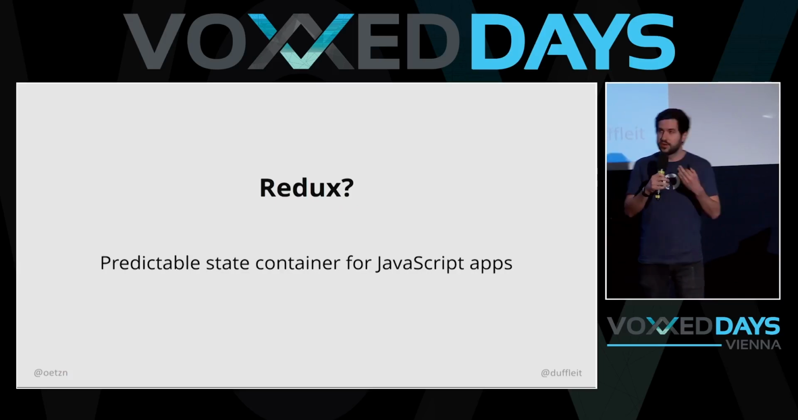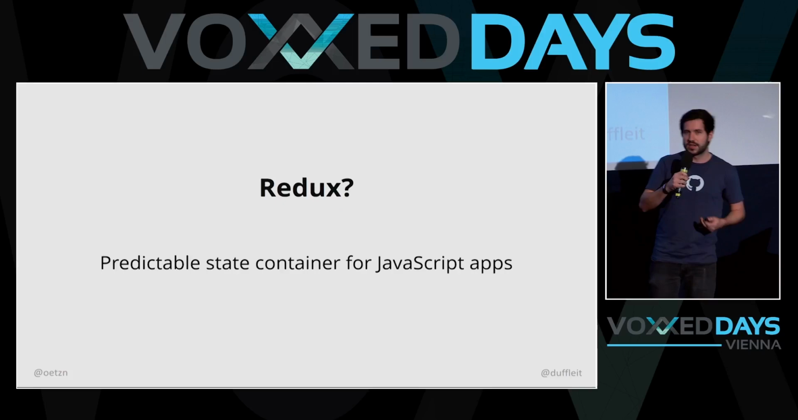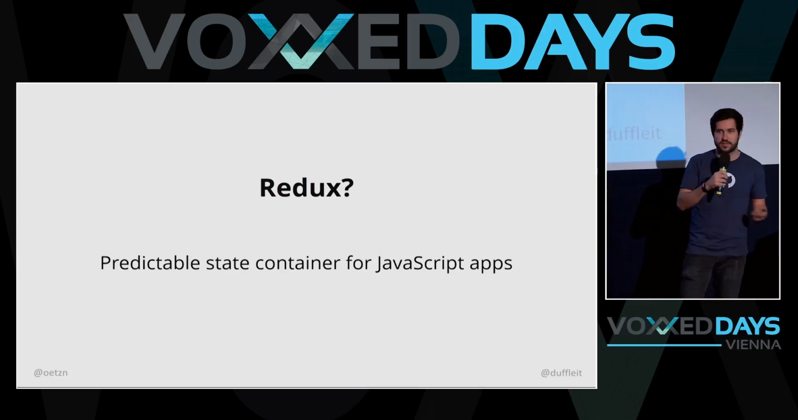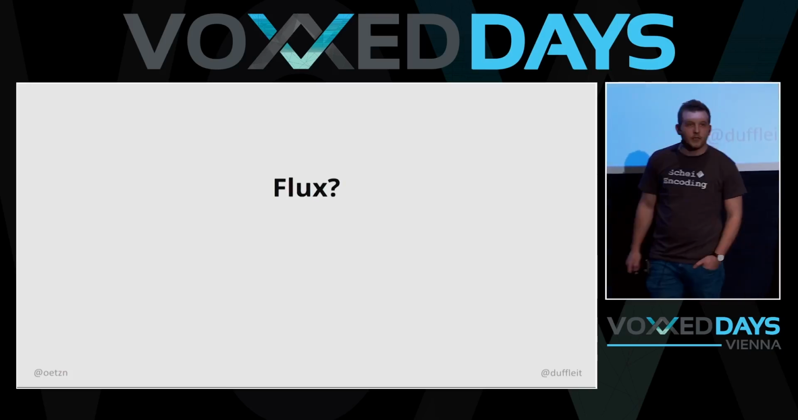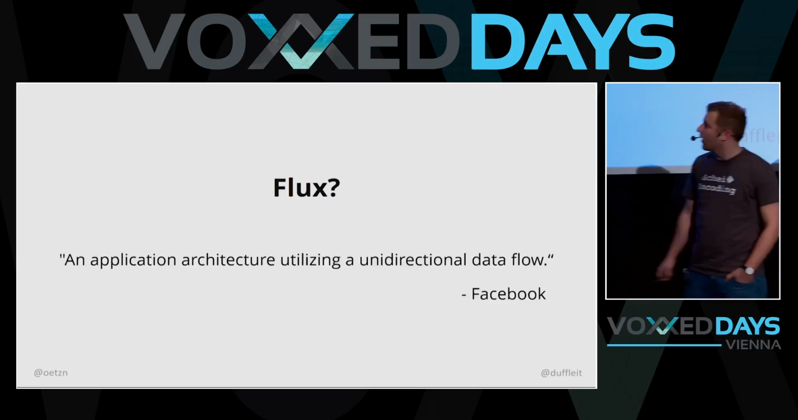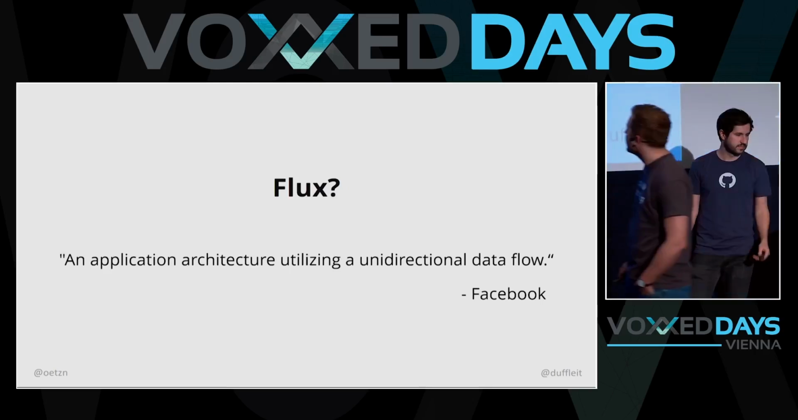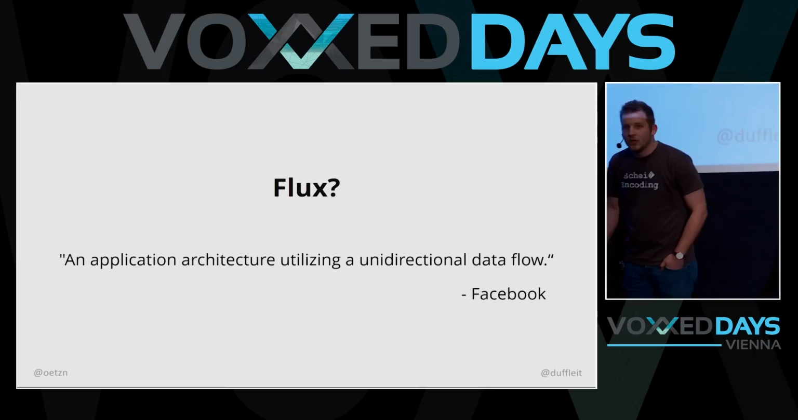So when you take Redux and you combine it with React, you come up with something that Facebook calls the Flux architecture pattern. So it's Flux. As Thomas mentioned, Flux was introduced first by Facebook. Who knows Flux? Okay, cool. So Flux is an application architecture utilizing a unidirectional data flow. That's the definition of Facebook.